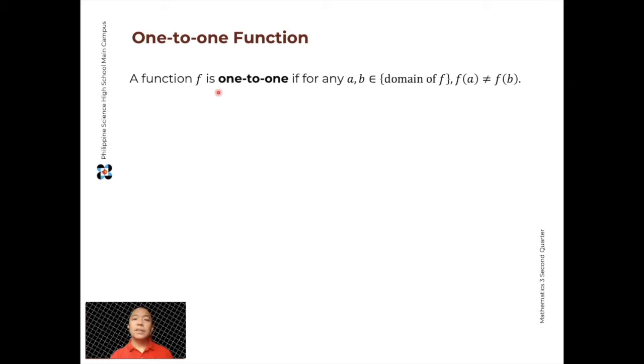Let's go to one-to-one functions and balikan natin yung definition. Ang function ay sinasabing one-to-one if for any two distinct elements, A and B, in the domain of that function, ang f of A palagi siyang hindi equal sa f of B. So meaning, hindi na mamap ang magkaibang elements na A and B sa same element in the range.